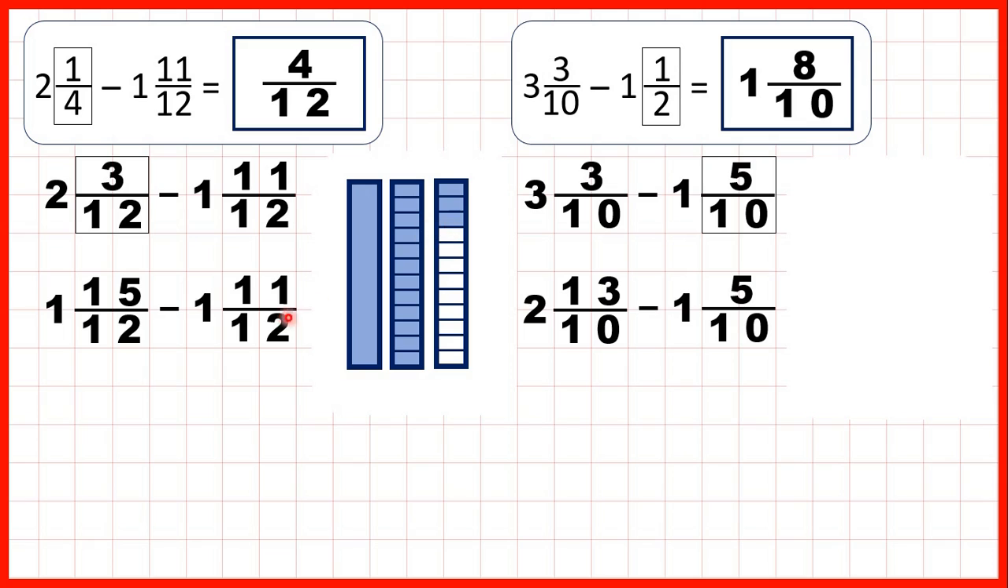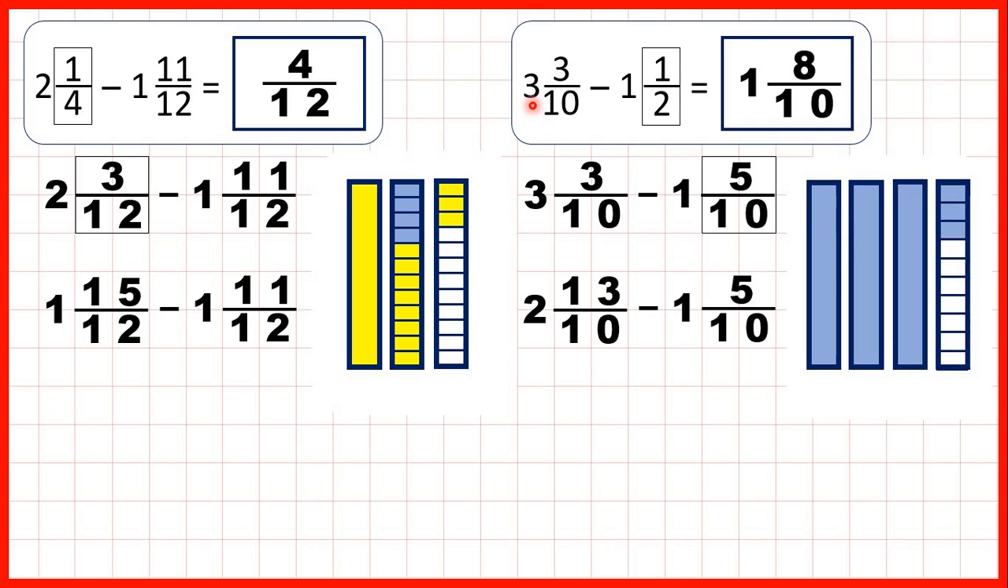So now we can take 11/12 away, 1, 2, 3, 4, 5, 6, 7, 8, 9, 10, 11, and we were also subtracting 1 whole, and that left us with just 4/12 left in blue.